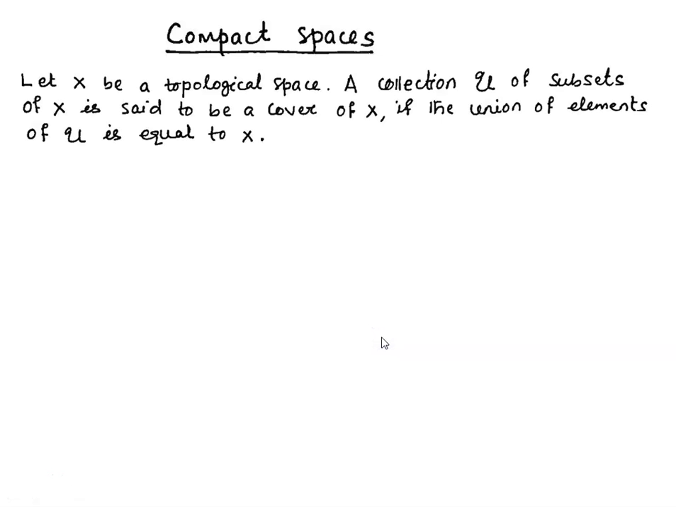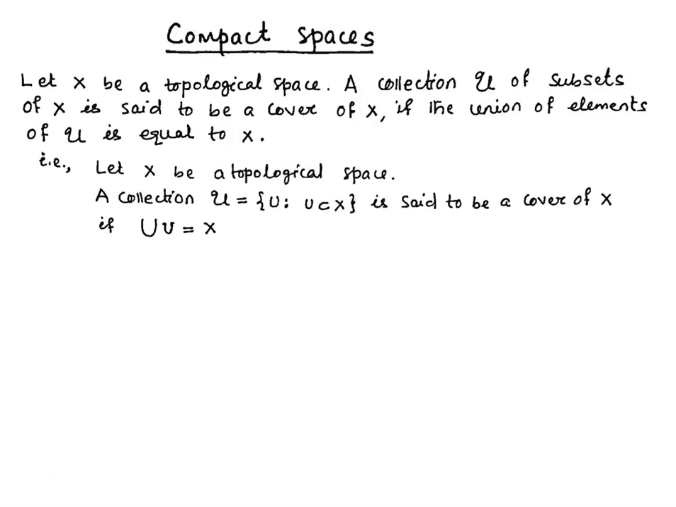Let X be a topological space. A collection U of subsets of X is said to be a cover of X if the union of elements of U is equal to X. That means if we collect some subsets of X, and that collection of subsets is U, this scripted U, then this collection is said to be a cover of X if we take the union of all members of this collection, and that becomes the whole space. Then only we say that this collection is a cover of X.